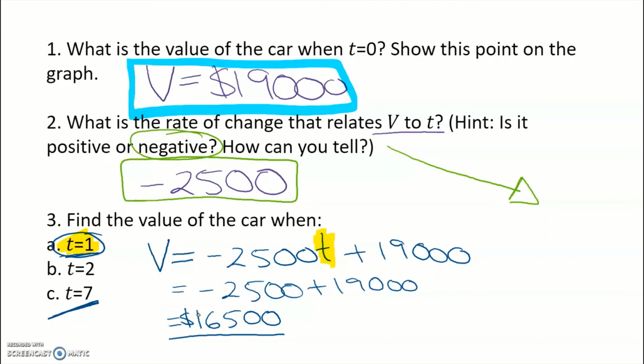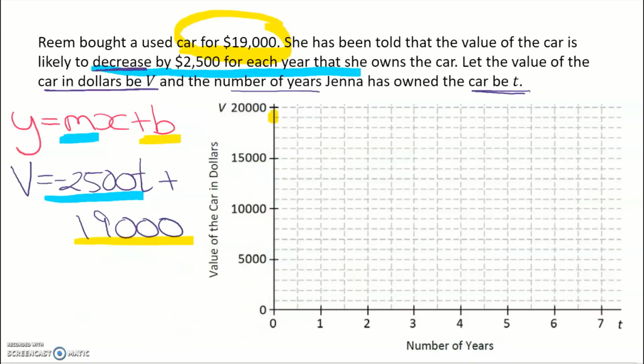Let's go have a look at that on our graph. When t equals 1, we're here, and we've got to go up to 16,500, which is halfway in there. Or using our rate of change, we have gone down from 19, down 2.5, and across 1.